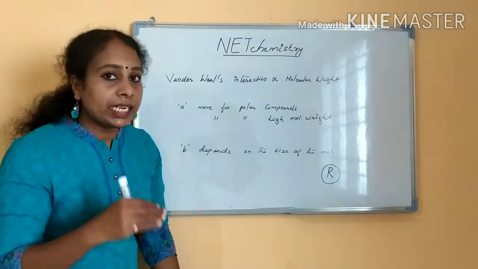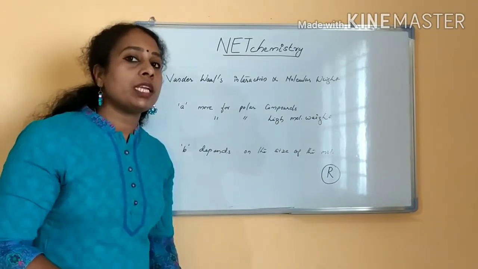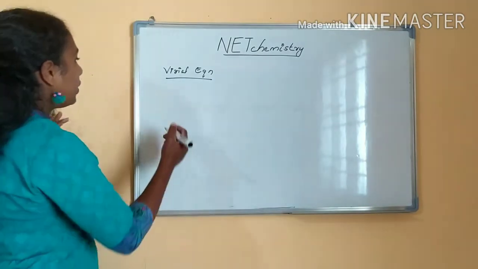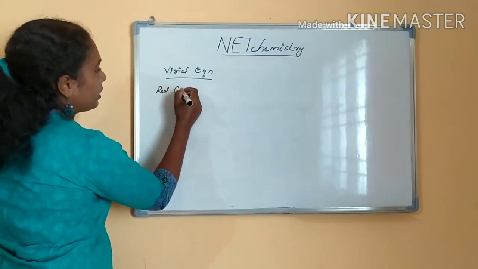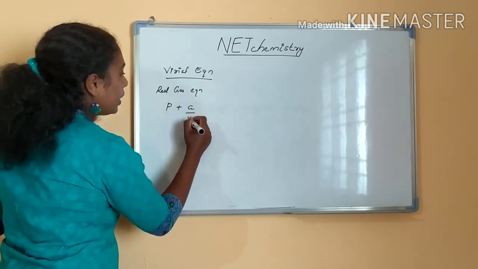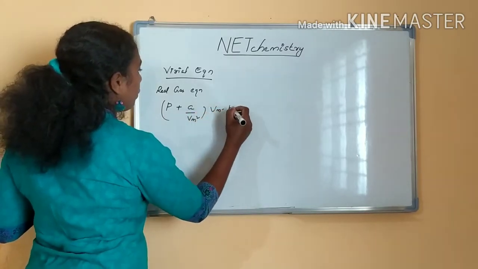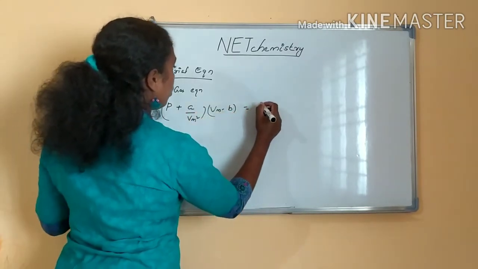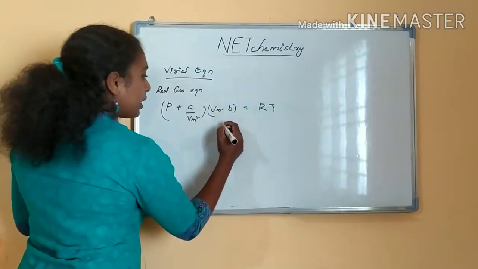So we will see the real gas equation. The real gas equation is the van der Waals equation. We will convert it into the virial equation. Okay, for the virial equation, first I am taking the real gas equation. You know now the real gas equation. What is the real gas equation? (P plus a by V_m square), the pressure correction factor, times (V_m minus b), the volume correction factor, equal to RT, right? This is the real gas equation. So from this I am rearranging.